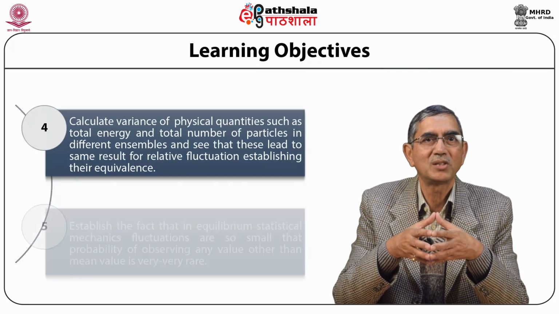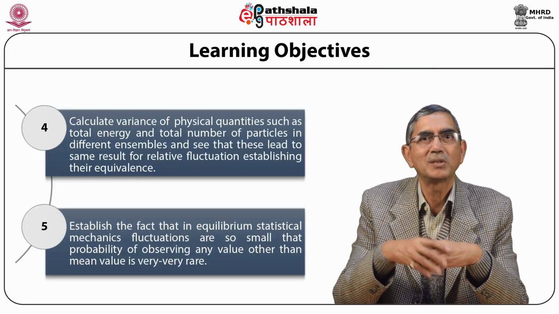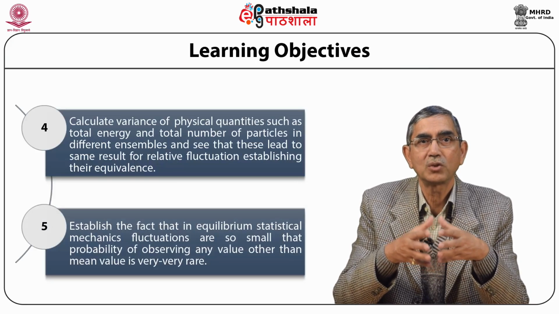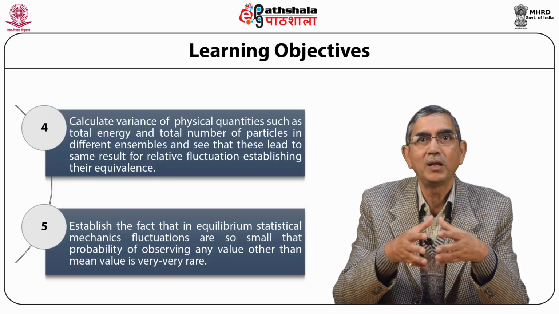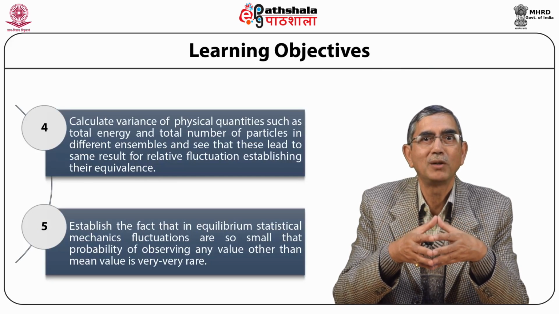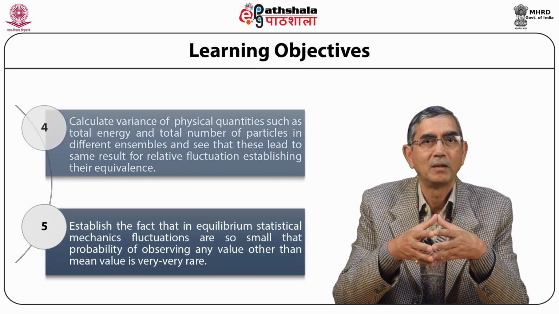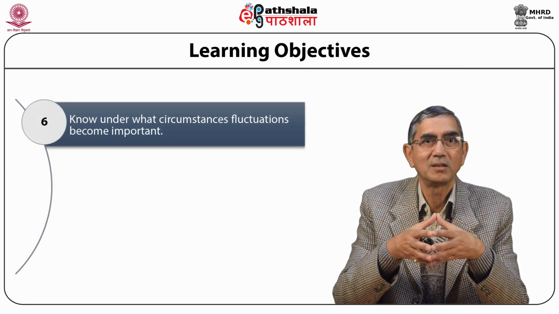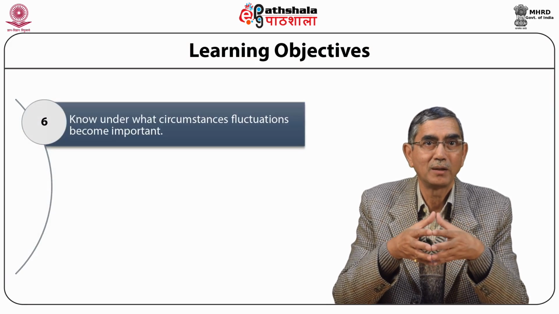We will also try to establish the fact that in equilibrium statistical mechanics, fluctuations are so small that probability of observing any value other than mean value is very, very rare. And to know under what circumstances fluctuations become important.